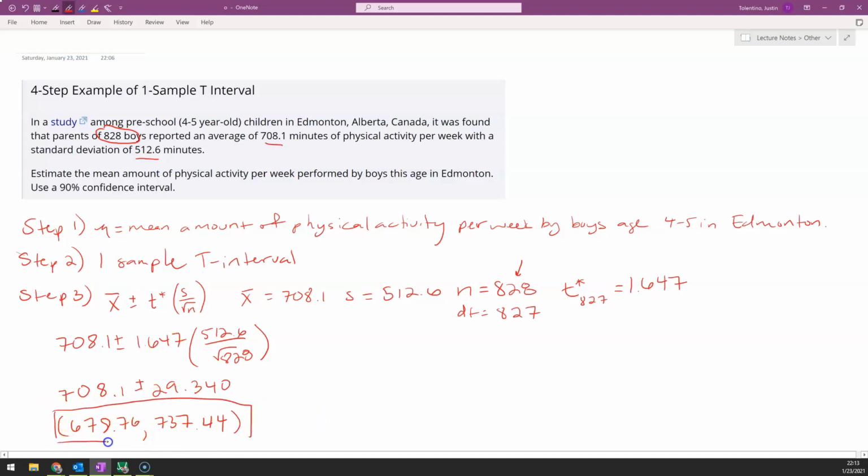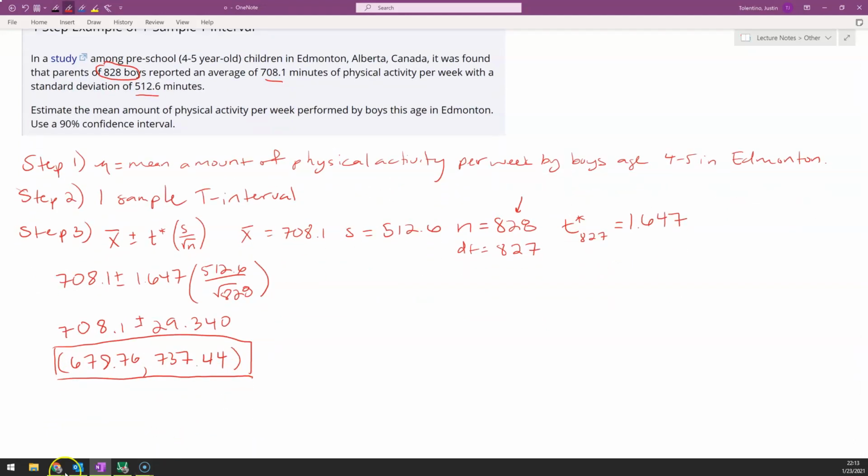Of course, our last step is that we can never leave our interval as just the numbers. We want to know, what do these values mean? So step 4 is to write our conclusion sentence. That includes our confidence, our interval, and the context of what we are looking for here.